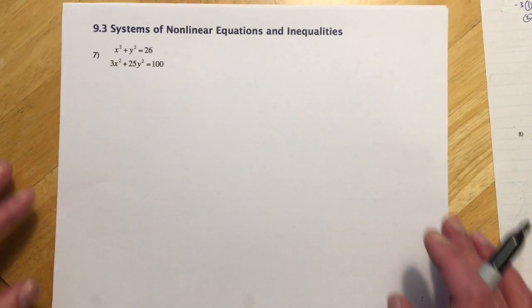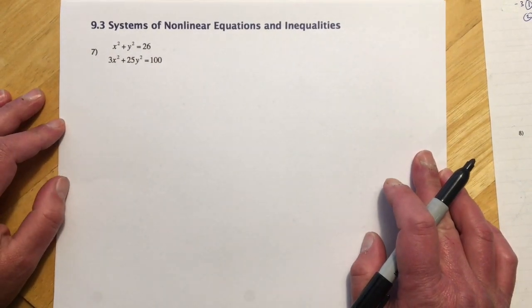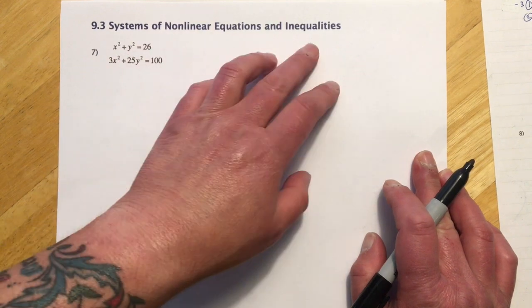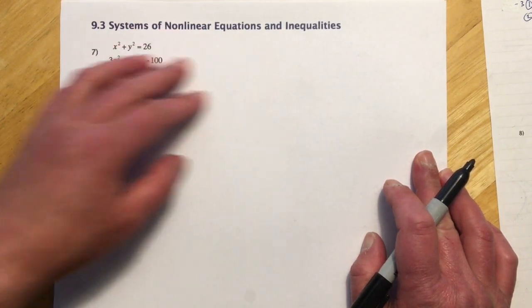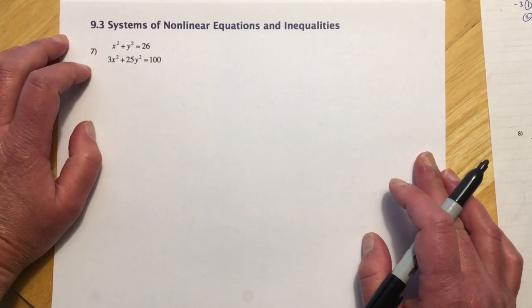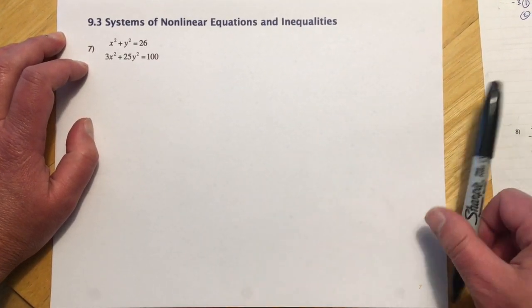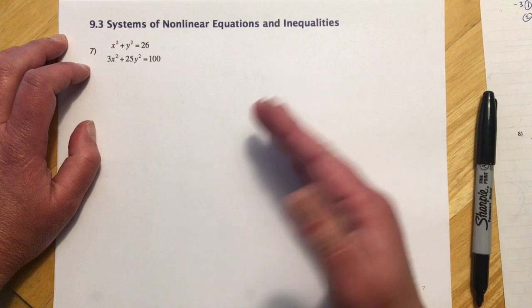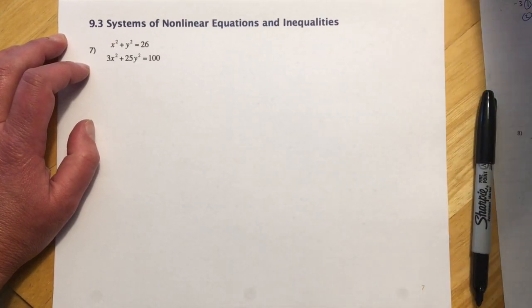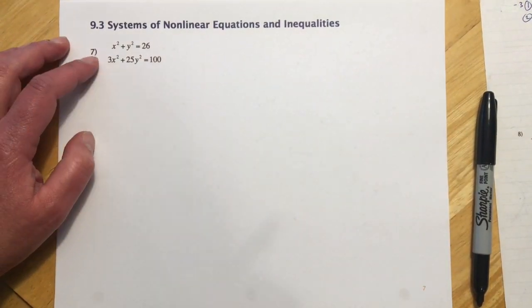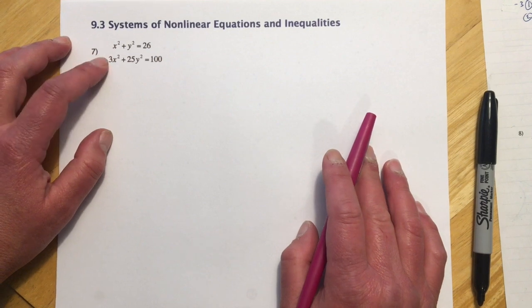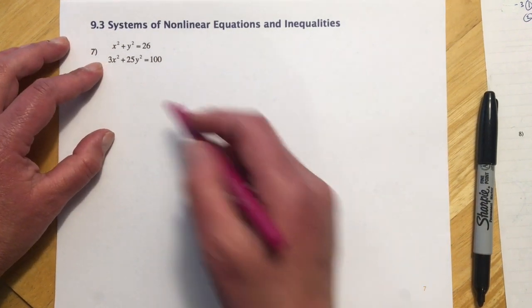Okay, so 9.3 had a couple of things in it. It had nonlinear equations and inequalities. And for the nonlinear equations, we had ones where you could do elimination and ones where we would do substitution. And then we're graphing and shading those nonlinear inequalities also. So this one is a system of equations, and I would solve that by elimination.